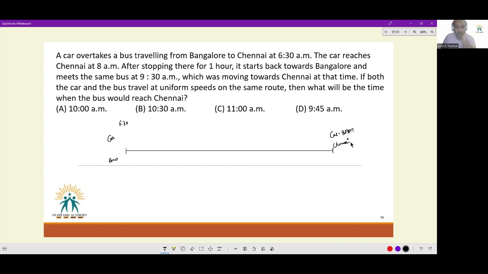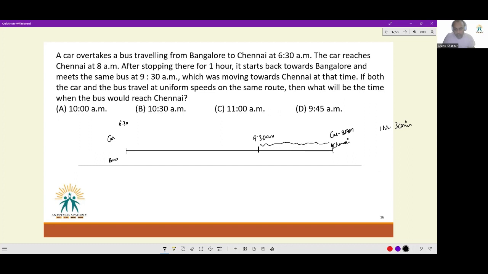It means how long did the car take for the journey? From the point where the overtaking happened to Chennai, the car has taken 1 hour 30 minutes. After stopping there for 1 hour, it starts back towards Bangalore and meets the same bus at 9:30 a.m.